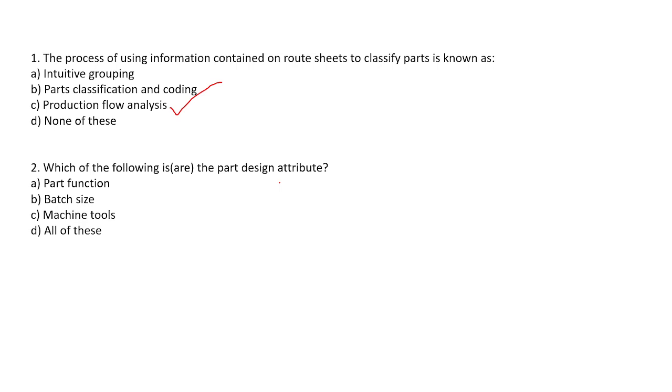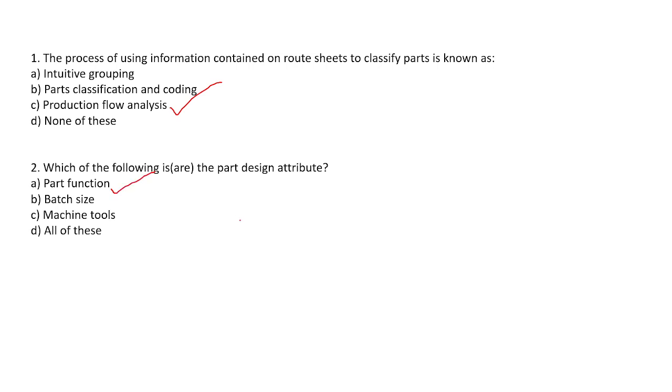Besides this, there are other part design attributes: dimension, external shape, internal shape, length by diameter, L by D ratio, that is the aspect ratio, material type, part function, tolerances, what machining process is to be followed, and surface finish, that is the smoothness of the surface. Those are the basic part design attributes. So the right option here will be part function.